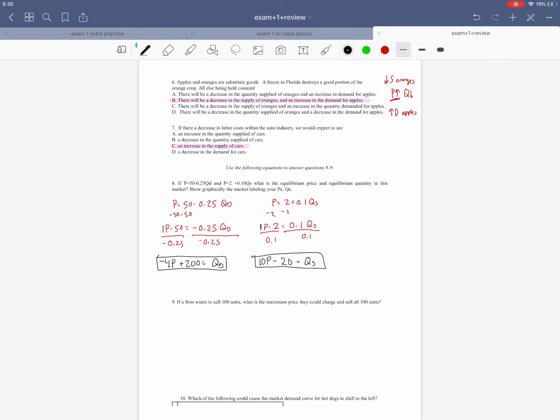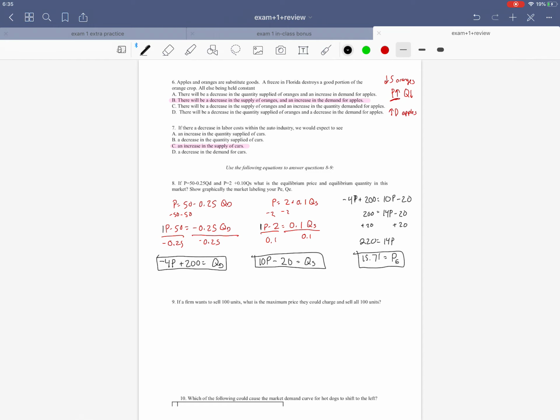Now to find our equilibrium price and quantity, we have to set the two equations equal to each other. So we have negative 4P plus 200 is equal to 10P minus 20. So I have 200 is equal to 14P minus 20. We're going to add 20 to both sides. I have 220 is equal to 14P. And then if I take 220 divided by 14, that's going to be 15.71 is equal to our price. So our equilibrium price is 15.71.